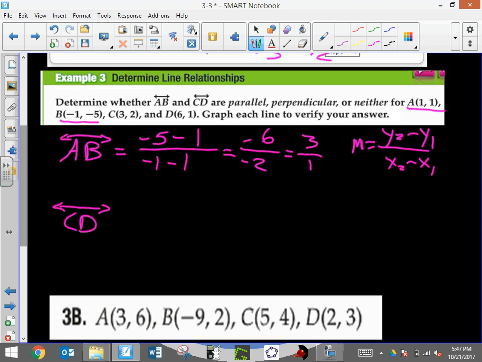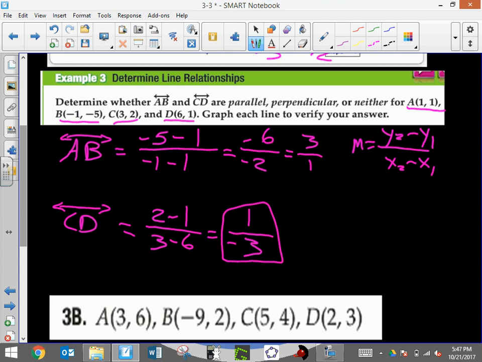Next we'll do CD, so I'm going to use these 2 points. I'll go ahead and start with 2 this time. So I'm going to go 2 minus 1 over 3 minus 6. 2 minus 1, well that's going to be a value of 1. And 3 minus 6, that's going to be a -3. We're going to look at these two slopes. I have a positive 3 over 1, and I have a -1/3. These slopes are opposite reciprocals of each other, so these lines are going to be perpendicular.